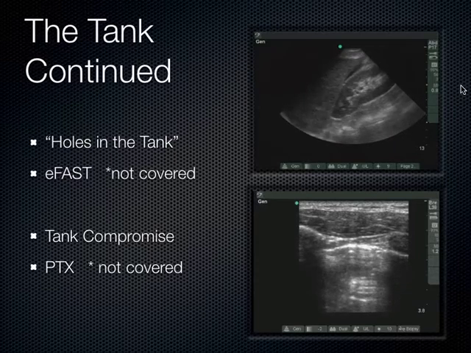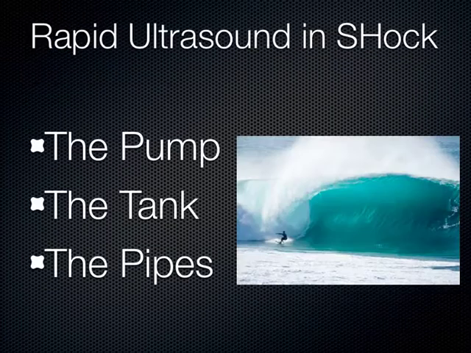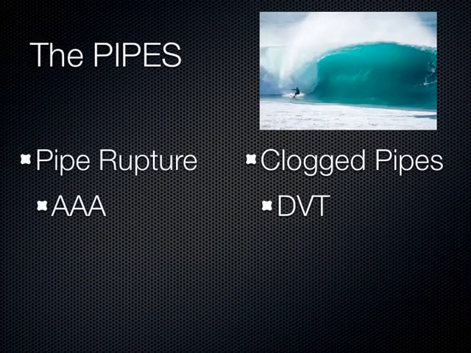Okay, so we got the pump, we got the tank, and then the last thing is the pipes, okay? Now, with the pipes, what are we talking about? Really two main pipes. We can either have a pipe rupture in terms of the abdominal aortic aneurysm rupturing, or we can have a clogged pipe like a deep vein thrombosis, okay? And first we'll talk about AAA.